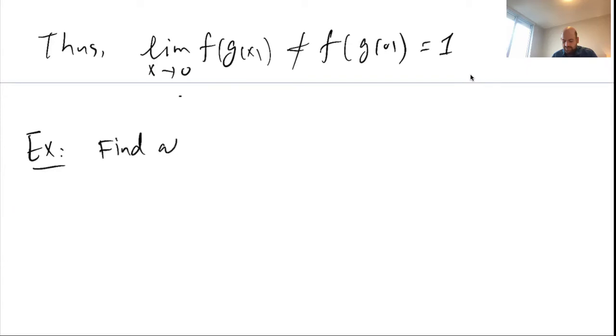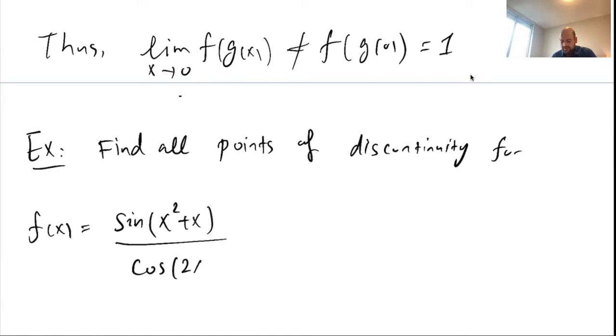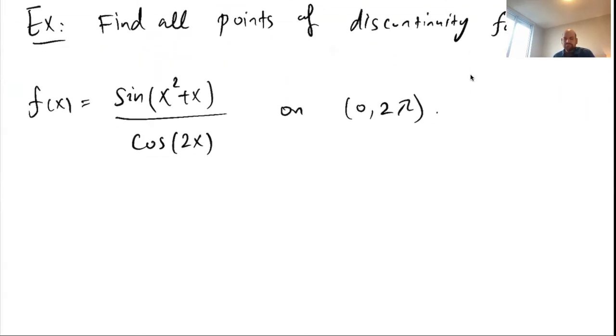Find all points of discontinuity for f of x equals sine of x squared plus x, over cos 2x, on the interval 0 to 2 pi. So here f of x is the division of one function by another function. So let's analyze the numerator and denominator.